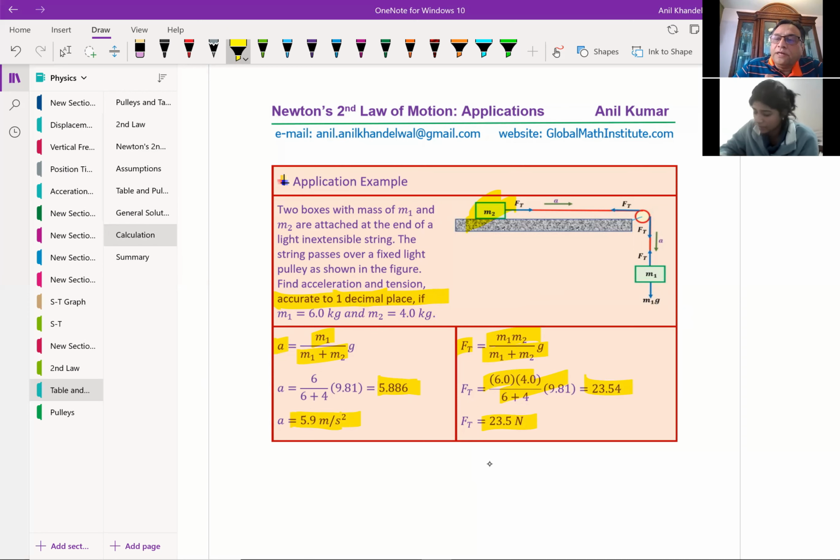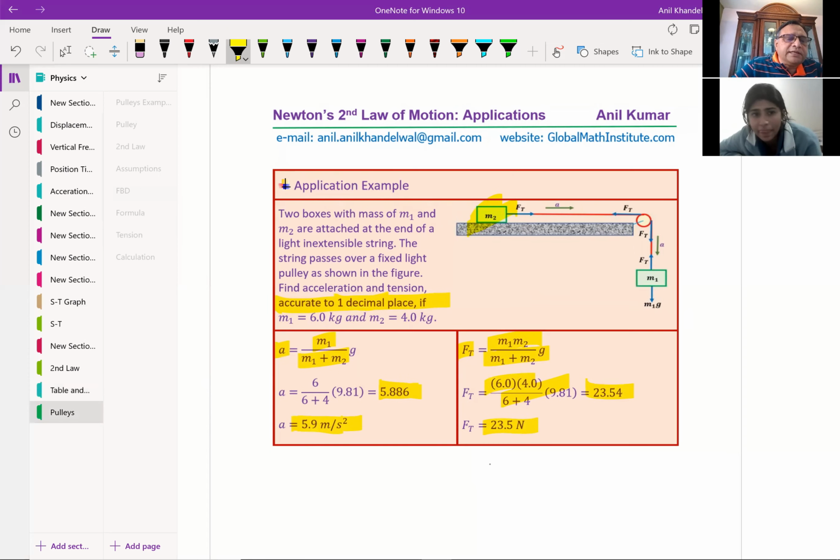Units and accuracy are very important when you write your answers, right? That ensures correctness. Now, let me take the second example. Is this all absolutely clear to you? Yes, the concept, right? Very good. Now, let's take the second example.